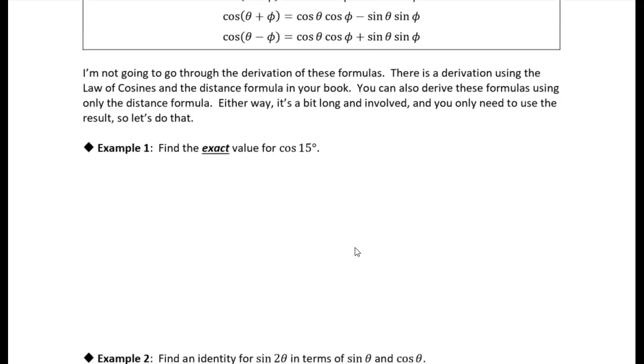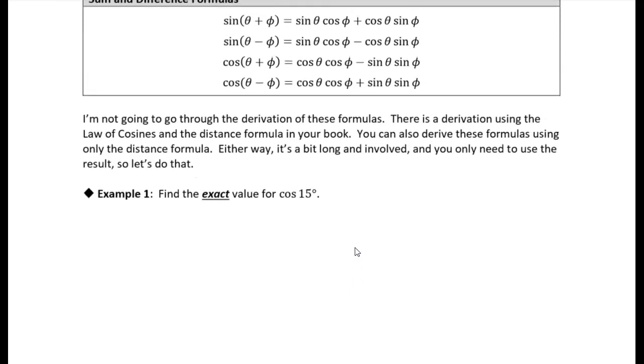All right. So one of the ways we can use these formulas is to find exact answers for angles other than the angles that we know from the unit circle, right? The 30 degree, the 45 degree, and the 60 degree angle. We know exact sine and cosine values for those angles. But something like 15 degrees, that's not on our unit circle. But we can use what we know from the unit circle and these sum and difference formulas to find the cosine of 15 degrees.